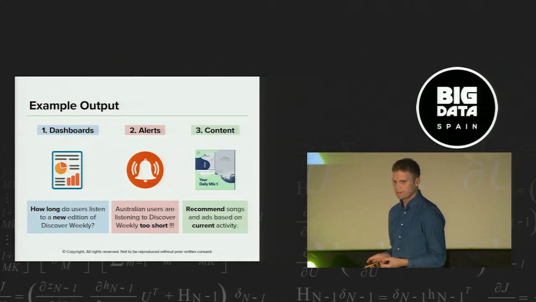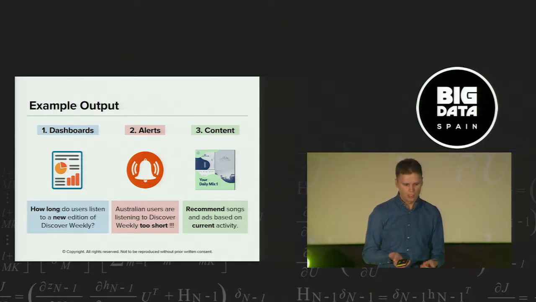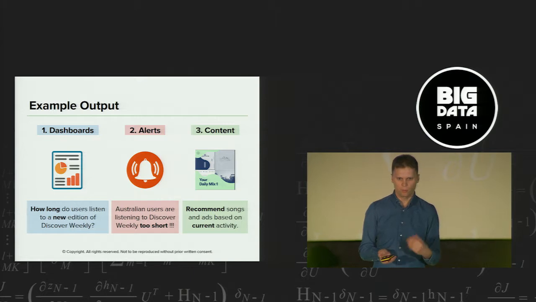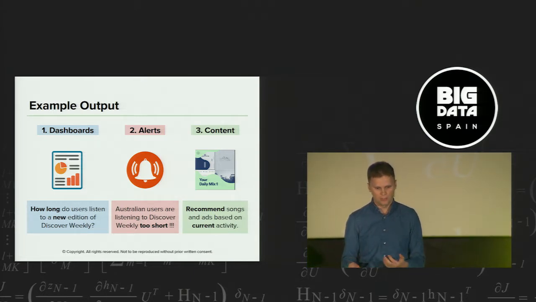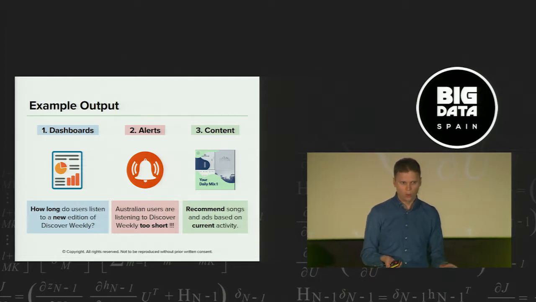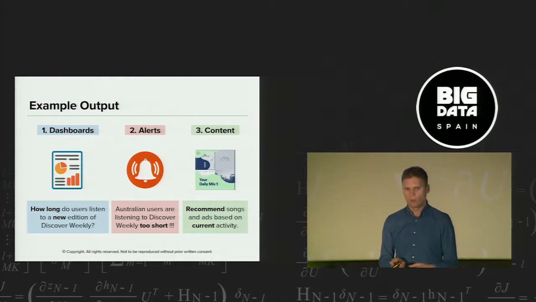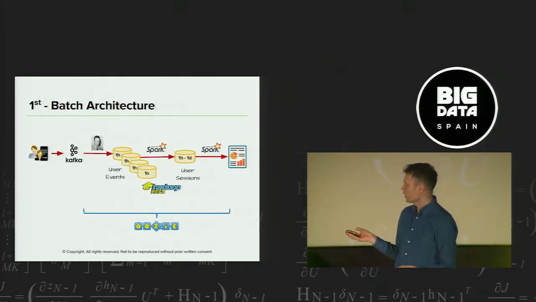Last but not least, we can use the insights from the current user session to recommend better songs or ads based on what the user is currently doing, what songs the user is listening to, or maybe what the user is doing, like working, exercising, relaxing. And I will tell you how popular big data technologies might solve those problems, and I will start with the classic batch approach.